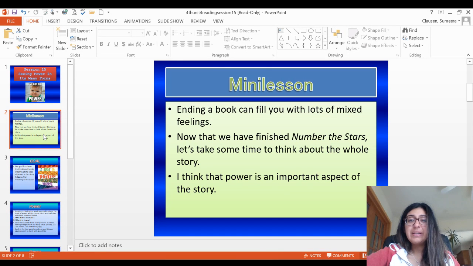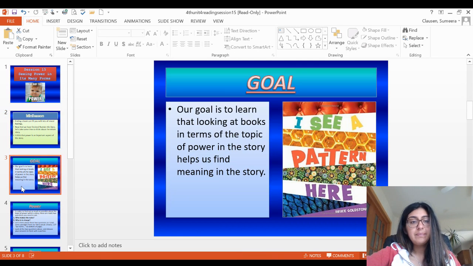So ending a book can fill you with lots of mixed thoughts. Now that we've finished Number the Stars, we're going to take some time to think about the story as a whole. I think that power is an important aspect of the story, and that's what we're going to be focusing on today. Our goal is to learn that looking at books in terms of the topic of power in the story helps us find meaning in the story. And especially with historical fiction, again, it really helps us understand the time period that things were occurring, who was in charge and how is that affecting people in that setting.